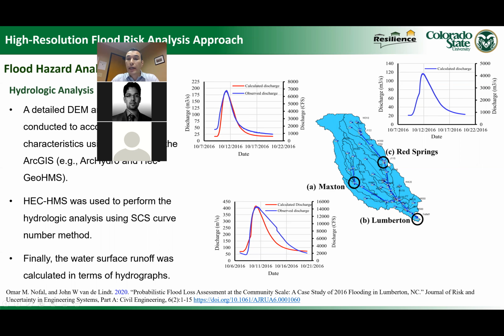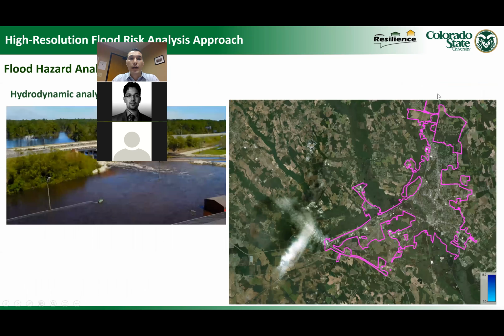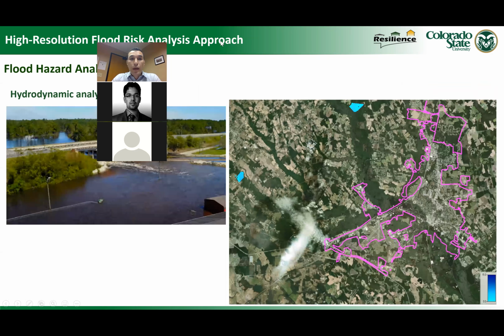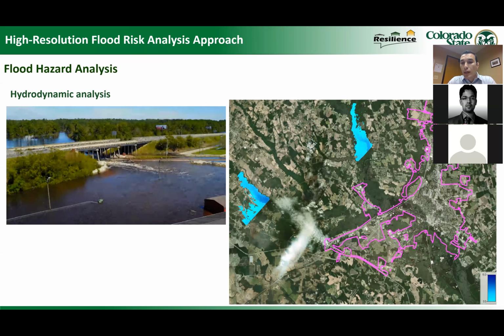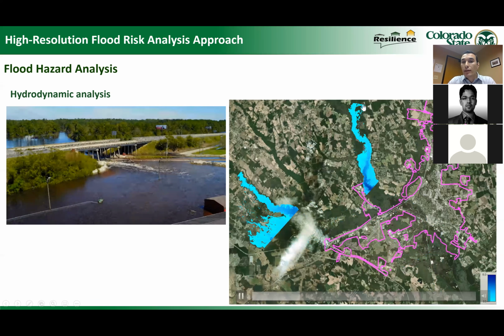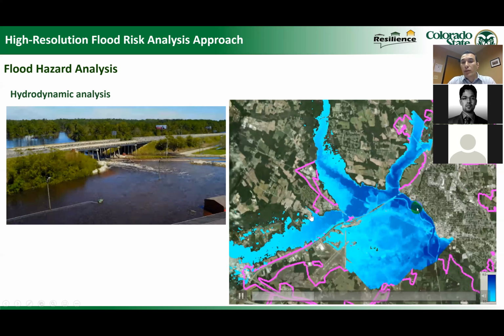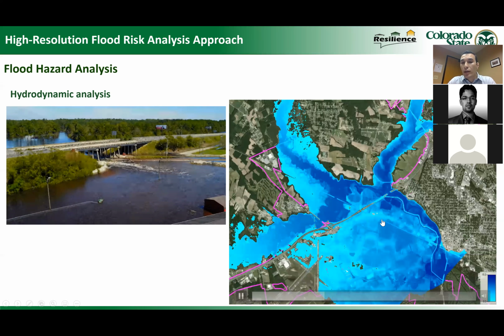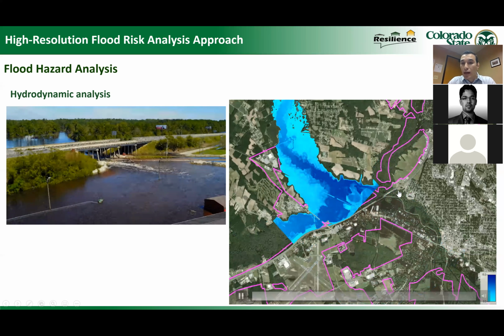However, for these ungauged streams, we use the calculated discharge for the hydrodynamic analysis. So here it shows one of our simulations for Lumberton. Here we use the hydrographs that we calculated as a boundary condition here at Maxton and here at Red Springs, and the two streams get together before they enter Lumberton. And as we can see, the highway worked very well in retaining the water, and the same goes for the levee.